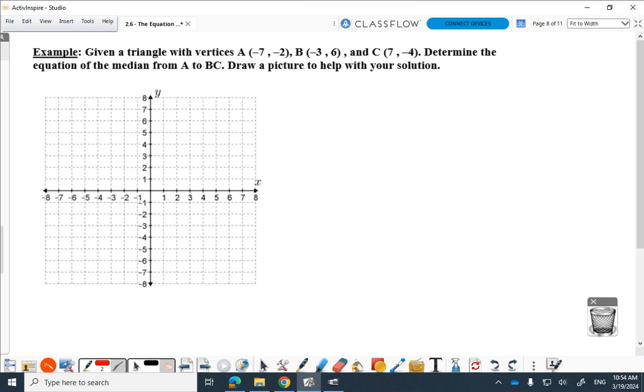Given a triangle with vertices, okay, graph it. Graph it, friends. Whether it's on homework, on a test, as soon as the question's a little bit tough, get it all graphed out. So here we go. -7, -2. -3, 6. And 7, -4. I'm bad for making little mistakes here when I'm graphing points, so let me just double check to make sure I did that right. -7, -2, -3, 6, and 7, -4. Okay, got it. Connect those up.